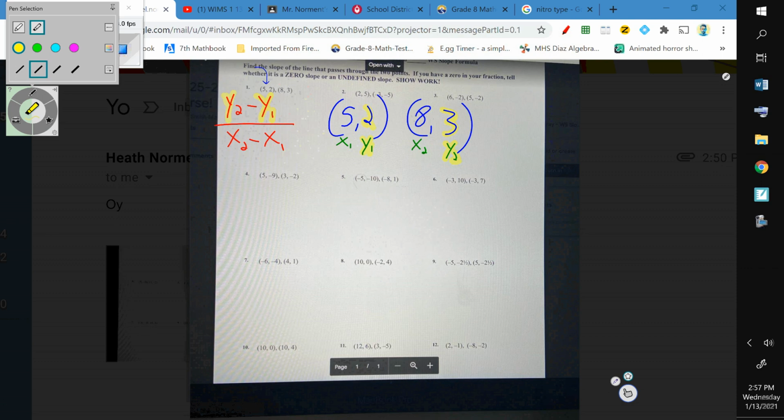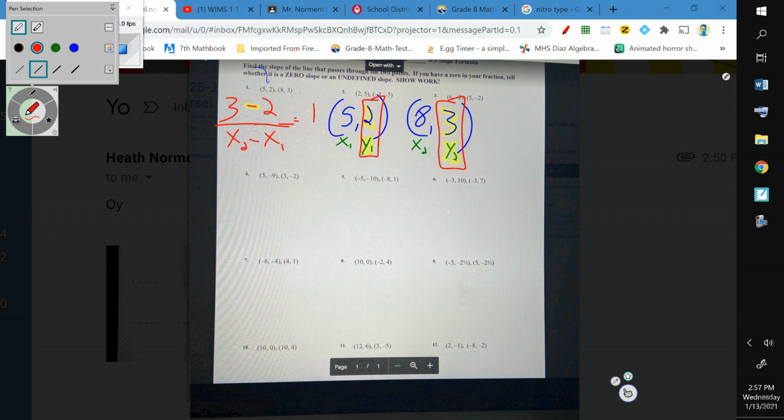So what I'm going to be doing is I'm going to substitute. I'm going to take Y2. What in the world is y2? Well, this is y2. It's 3. So I'm going to take 3. I'm going to put it here. Now, what's y1? Well, y1's value is 2. I'm going to put that right there. So, what's 3 minus 2? Well, that's easy. That's 1.